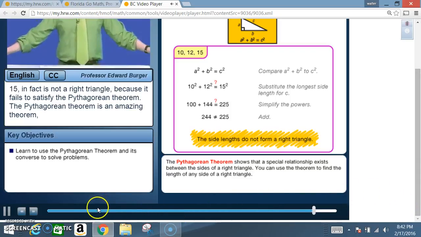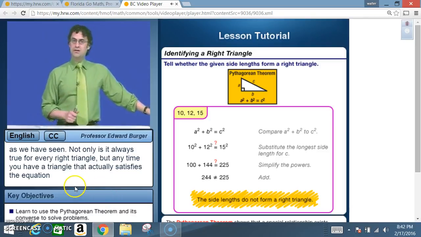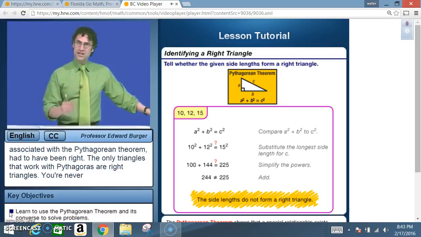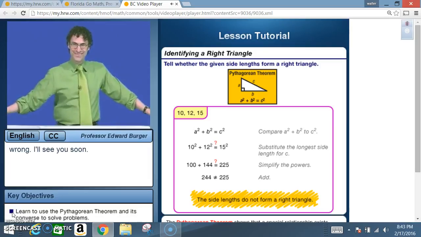The Pythagorean theorem is an amazing theorem, as we've seen. Not only is it always true for every right triangle, but anytime you have a triangle that actually satisfies the equation associated with the Pythagorean theorem, that triangle had to have been right. The only triangles that work with Pythagoras are right triangles. You're never wrong. I'll see you soon.